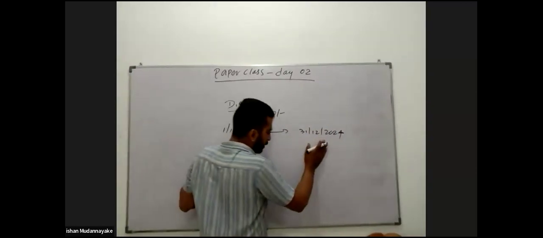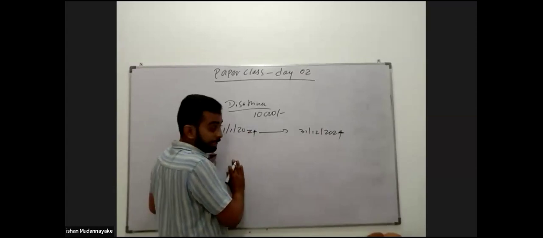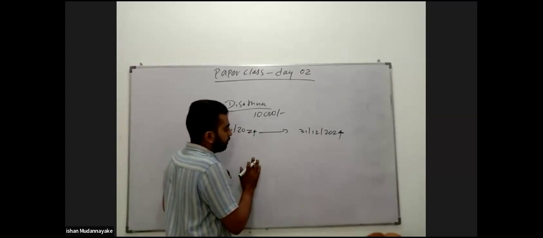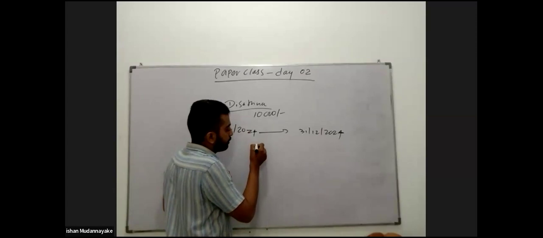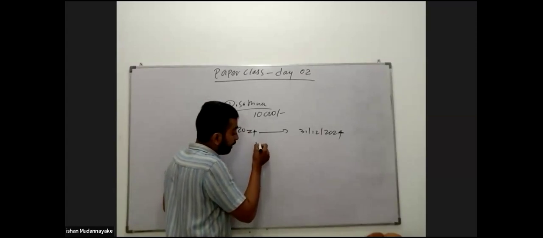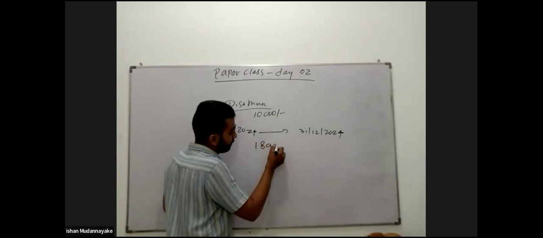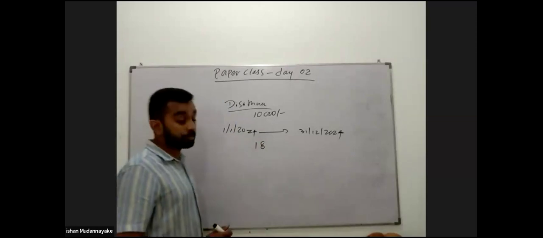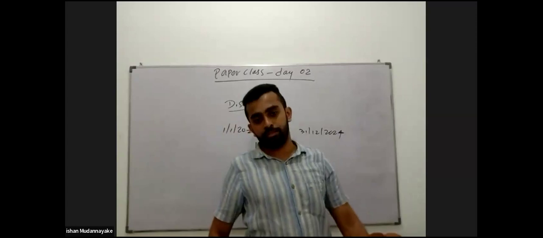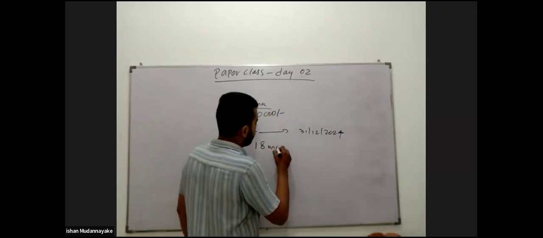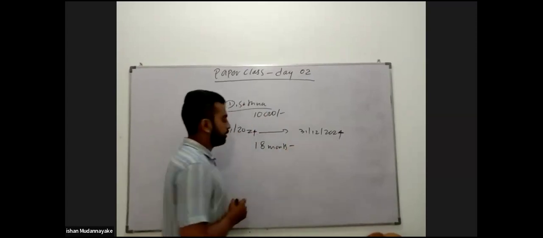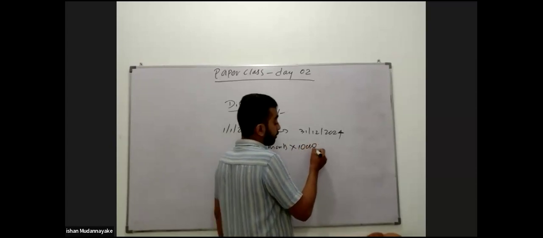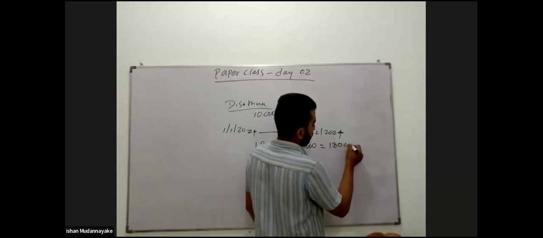Let's say during our financial year, we received rent income for 18 months. 18 months multiplied by 10,000 means the rent received amount is how much? 180,000. We received 180,000.